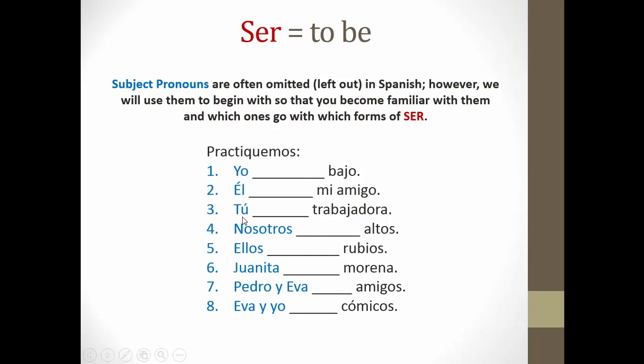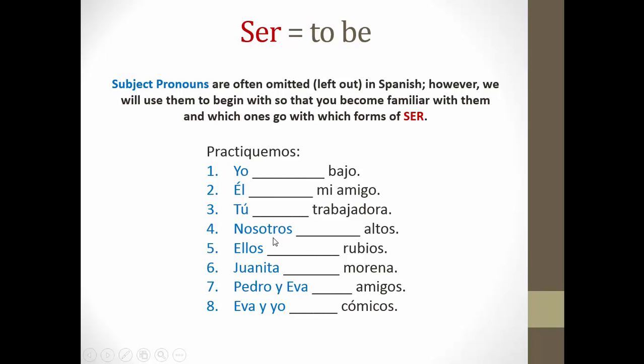Let's look at número tres. We have the subject pronoun tú. So we need to figure out which form of ser we need that matches tú. Tú eres trabajadora means you are hardworking. So you should have used the form of ser eres in the blank.